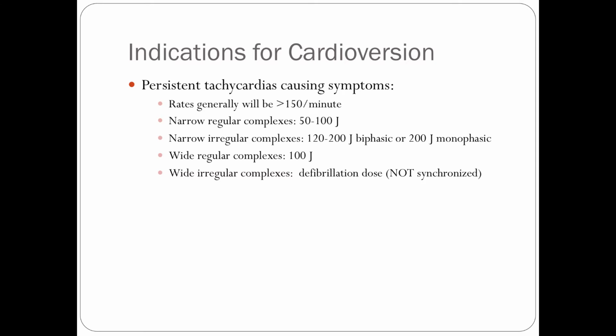Rates will be over 150 with narrow-complex tachycardias. We want to cardiovert these people when it's regular. So we have a regular R to R. So there's your regular part. Narrow-complex, like an SVT or PSVT, or whatever you want to call them, all right? But it's regular. The R to R is regular. We can start them as low as 50 to 100, all right?